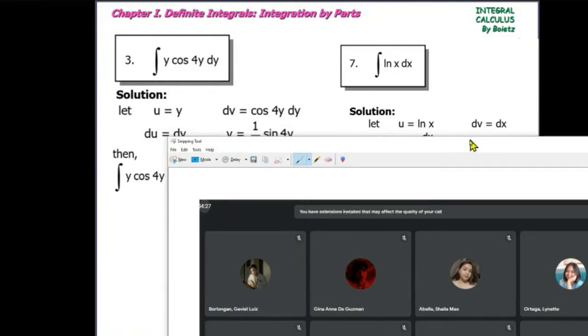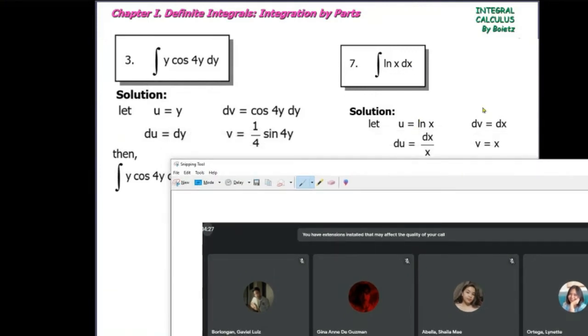Okay. Then what is your du? What is the derivative ng ln x? The derivative ng ln x or ln u is equal to du over u. Okay, di ba? No? The derivative ng ln u is equal to du over u, or the integral of du over u is ln u. Kasi, di ba? No? So, baliktad. Then, this one, alam na yan, integral ng dv, then integral ng dx is v is equal to x.